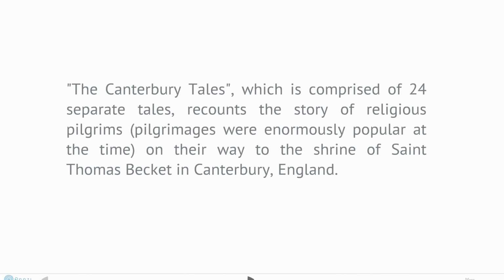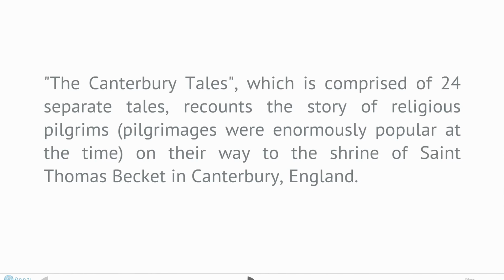More on the Canterbury Tales. Just to frame this so you kind of understand what's going on, the Canterbury Tales as we have it consists of 29 separate tales. There were supposed to be more than 100, but Chaucer never got around to writing the rest of them. And they're the story of religious pilgrims. And in this period of time, pilgrimages were enormously popular, especially among people that had money. And they're on their way to the shrine of St. Thomas Becket in Canterbury, England.